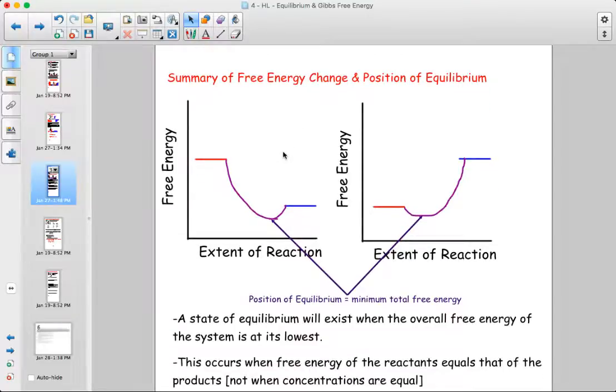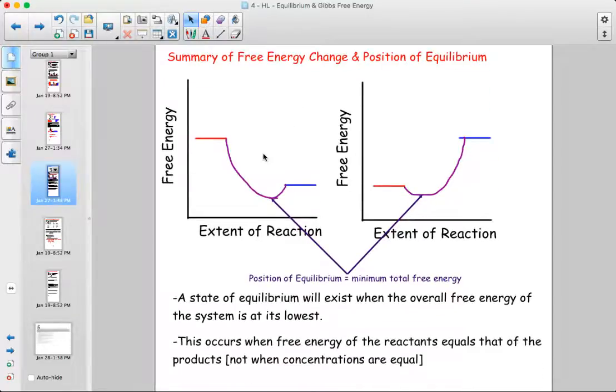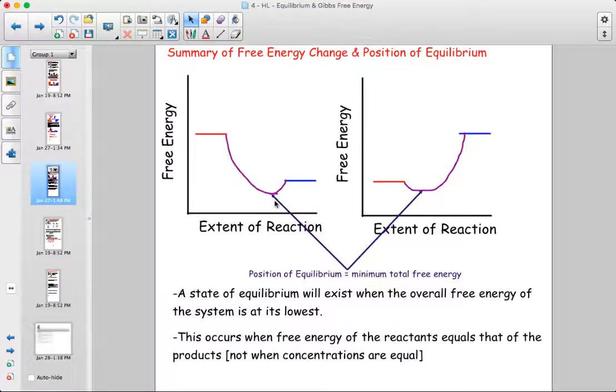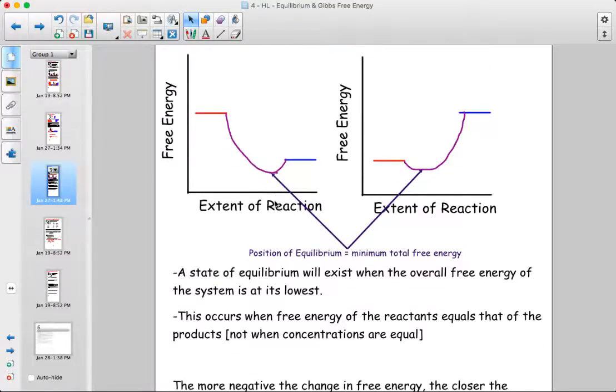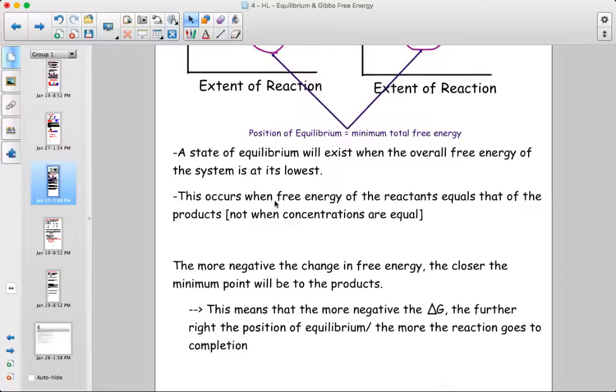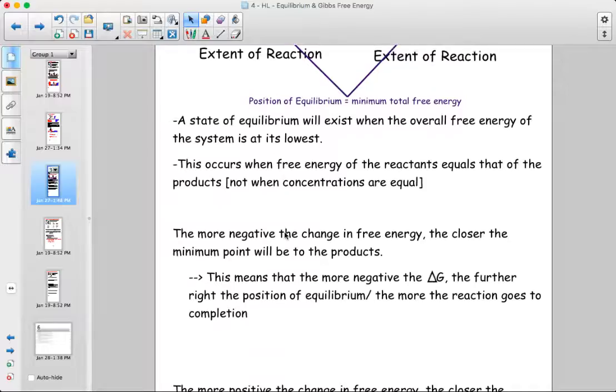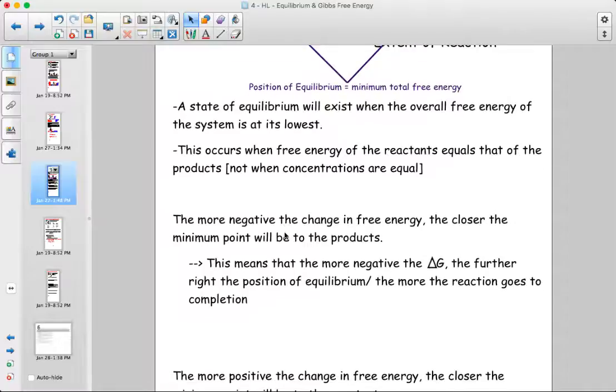So the summary is essentially this: for any type of reaction, there exists a minimum total free energy for those reactants and products for that system. Wherever that minimum is, that's where the reaction is going to find its equilibrium. So there should be a state of equilibrium where there are some products and some reactants present, and that's where the overall free energy will be at its lowest. And this is when the free energy of reactants and products are equal, though not their concentrations or their moles.